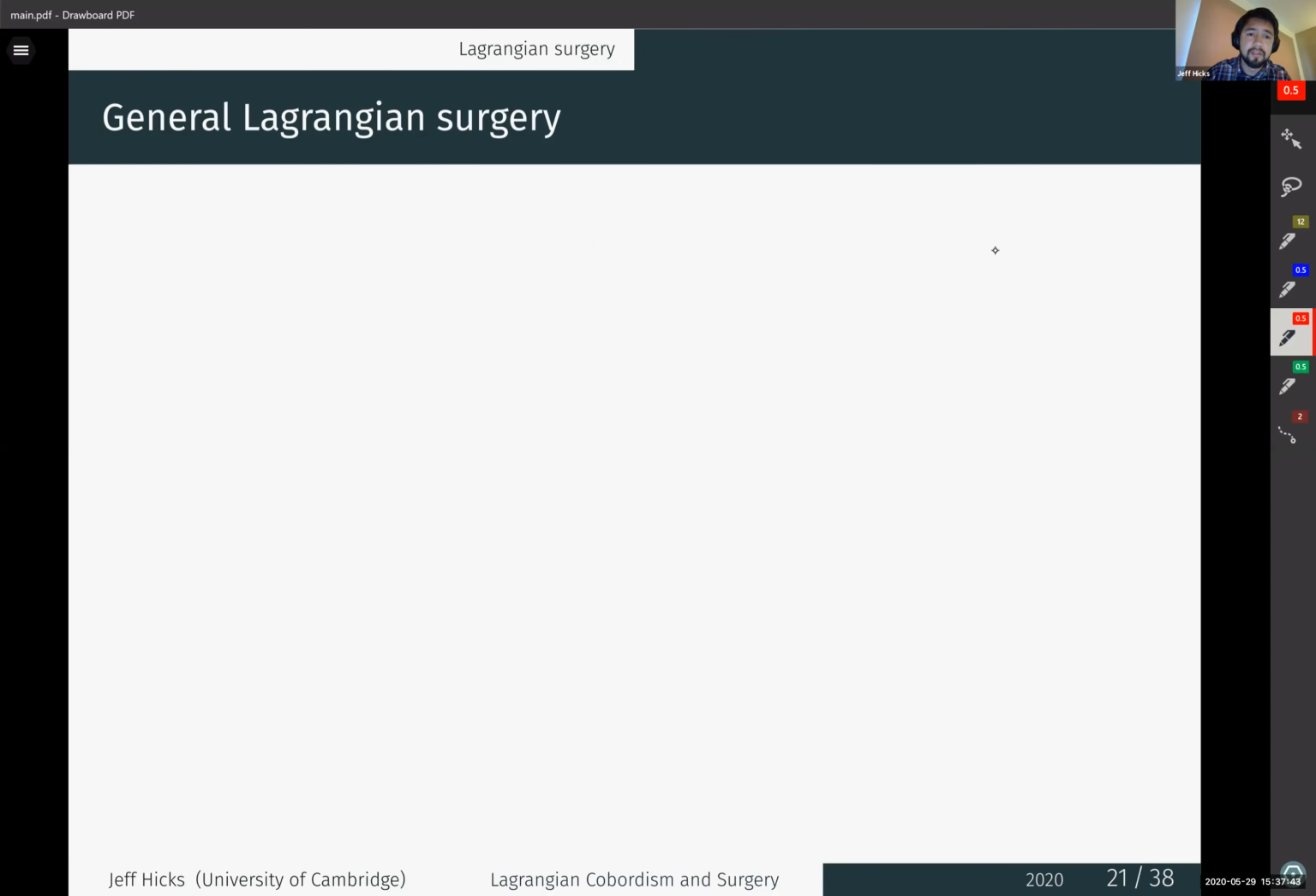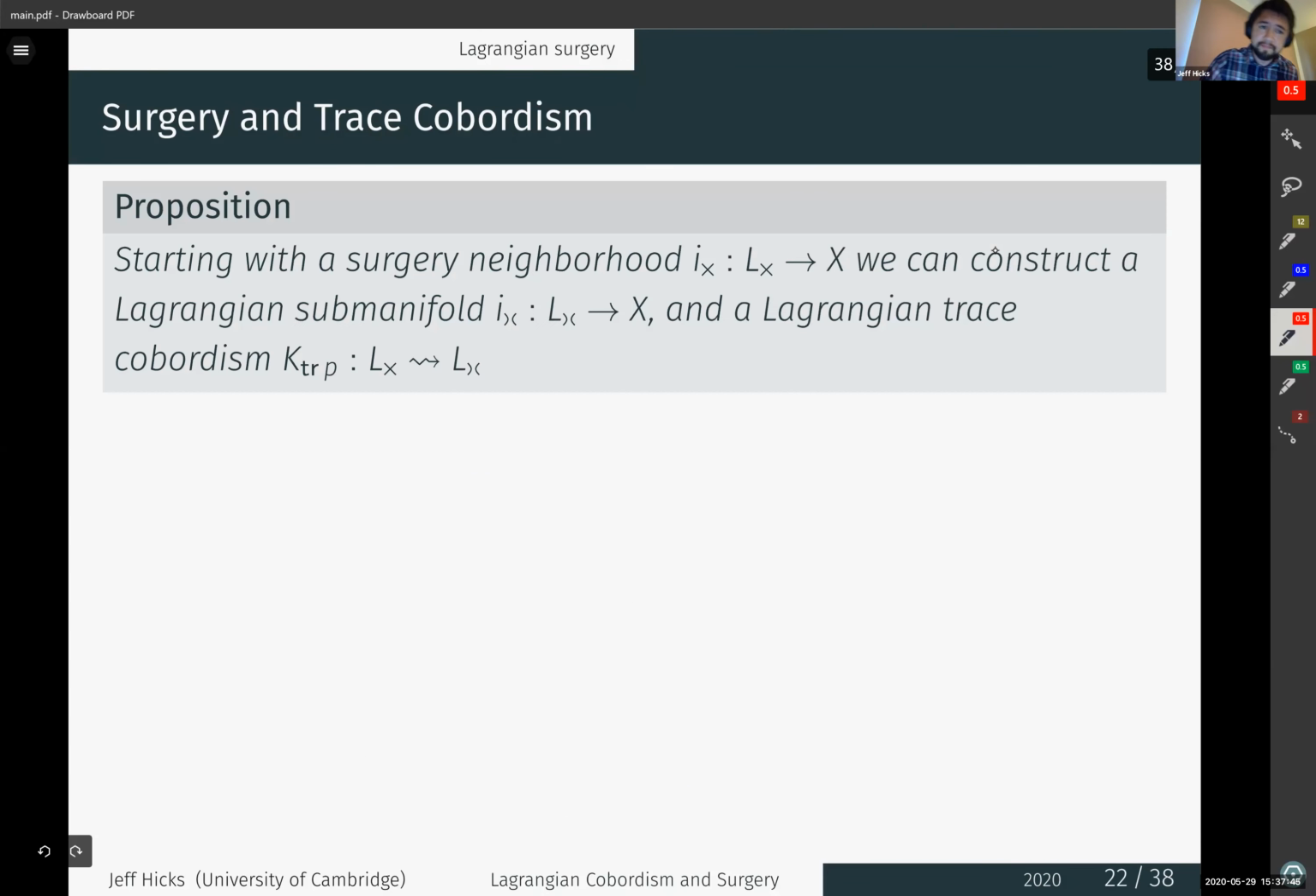I think I'll skip that slide. The proposition is that starting with a surgery neighborhood, we can construct another Lagrangian submanifold, which topologically differs from my original submanifold by surgery. And additionally, there is a Lagrangian trace cobordism between my original submanifold and my surgered one.